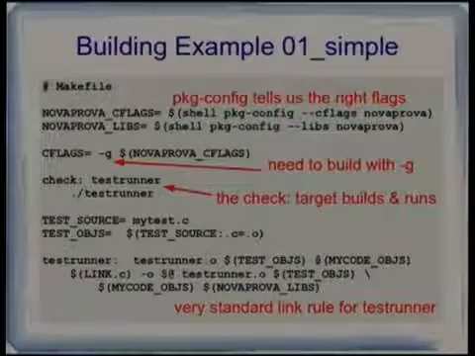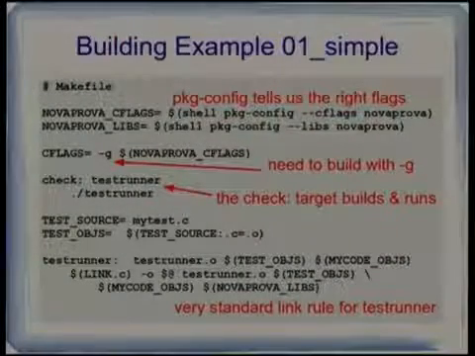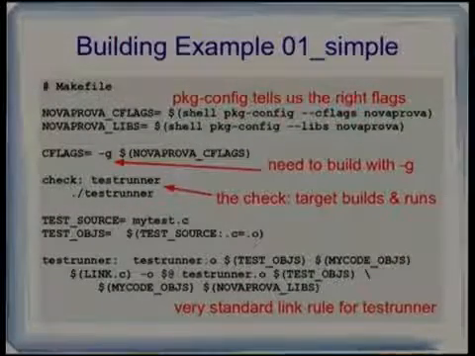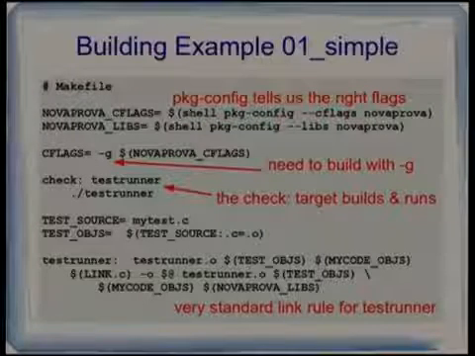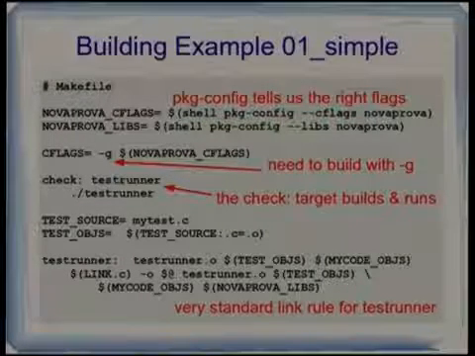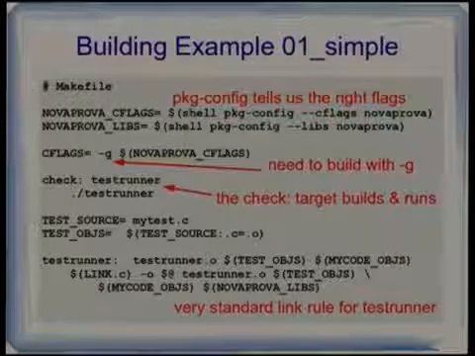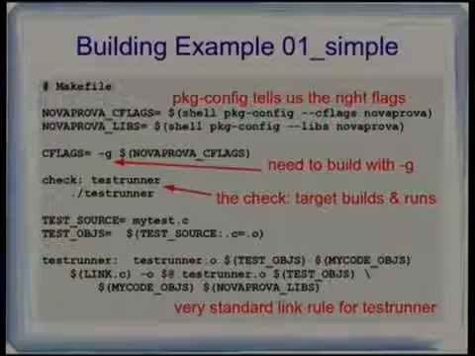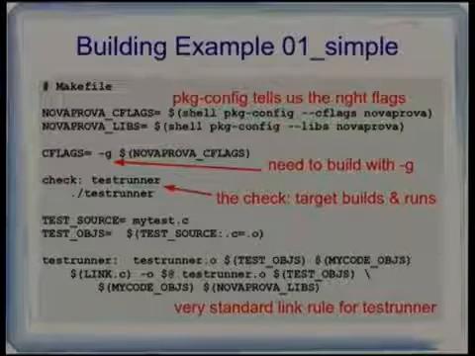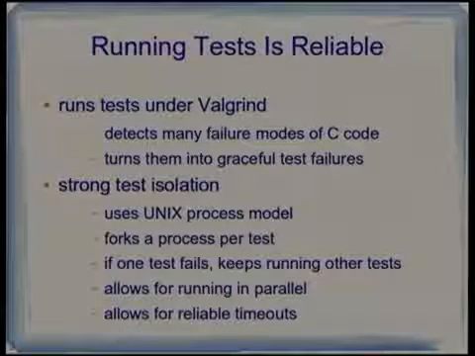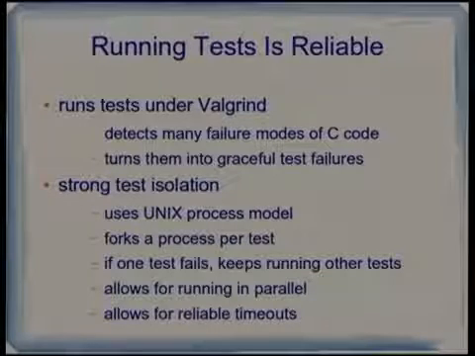So here's an actual makefile from an example. There isn't much. Package config tells you the C flags and the libs. You feed that into C flags, -g. This is your check. You build the test runner, you run the test runner. Not much to it. Find the test source. This is a very bog standard link line. Running the test is reliable.